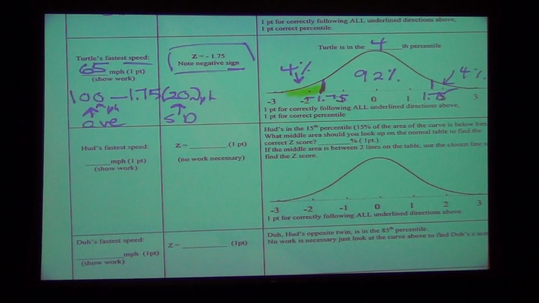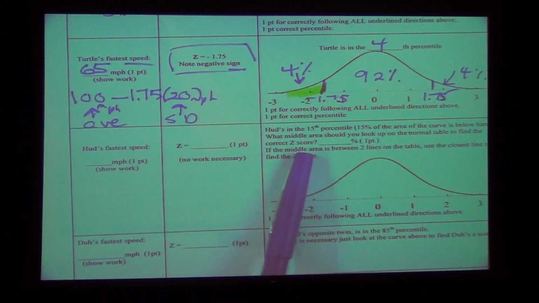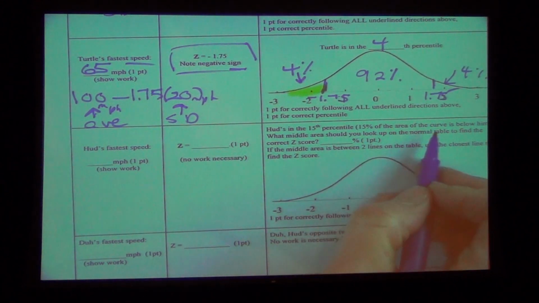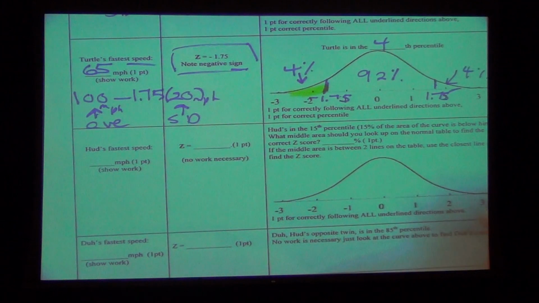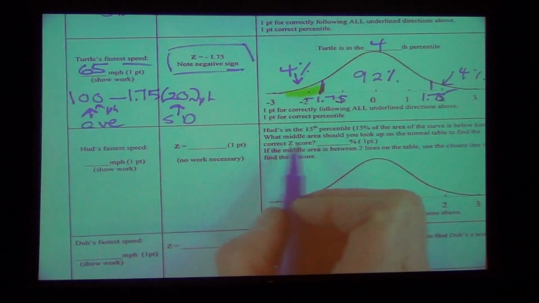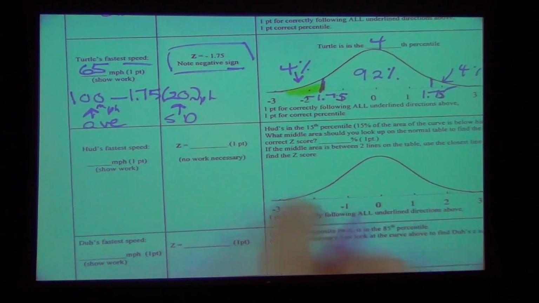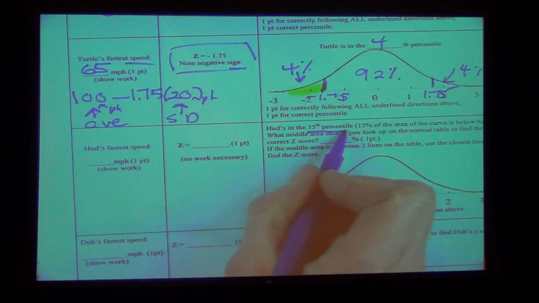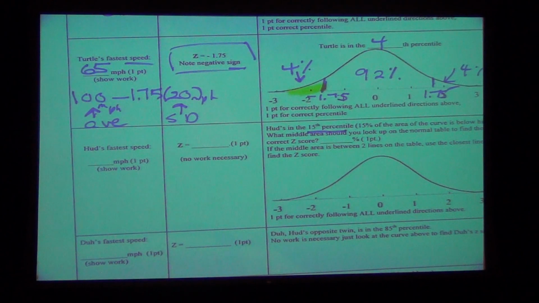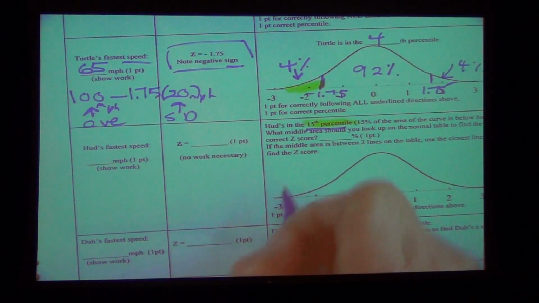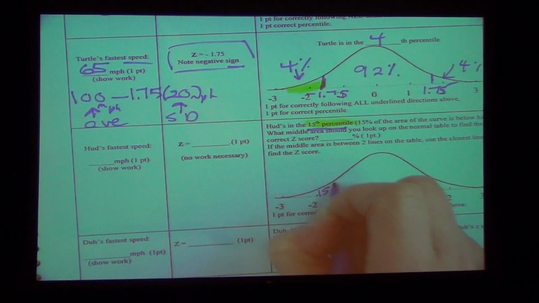The next one says HUD is in the 15th percentile. That's low. 50th is in the middle, 15th is low. 15% of the curve is equal to low. So where do I mark that on here? 15% means that gives you your left-hand tail, doesn't it? So your left-hand tail is going to be 15%.